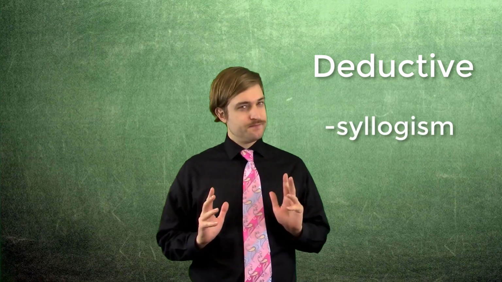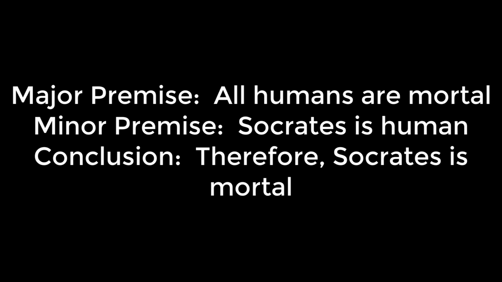Deductive reasoning often takes the form of a syllogism. Here's a classic example. Major premise: all humans are mortal. Minor premise: Socrates is human. Conclusion: therefore, Socrates is mortal.